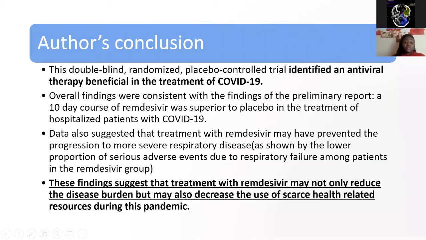Because those in the Remdesivir group, if you recall from the main questions, had shorter recovery time, less use of supplemental oxygen, and less tendency to develop severe respiratory disease.